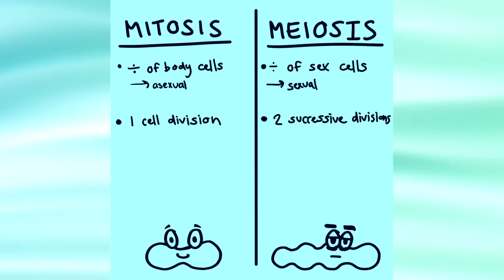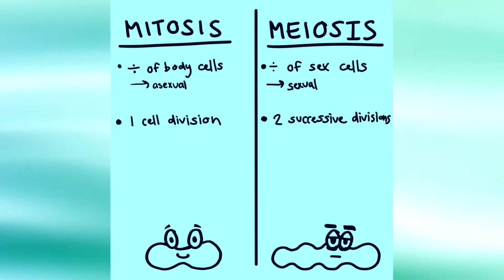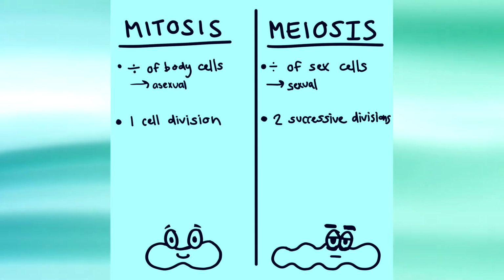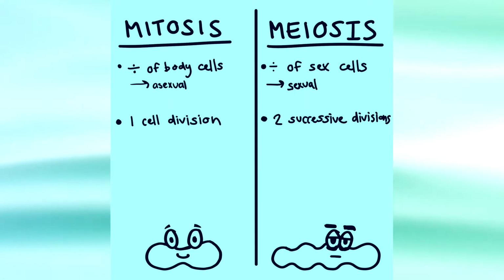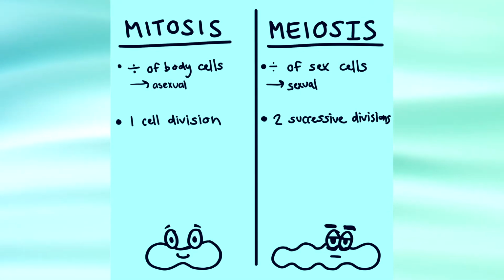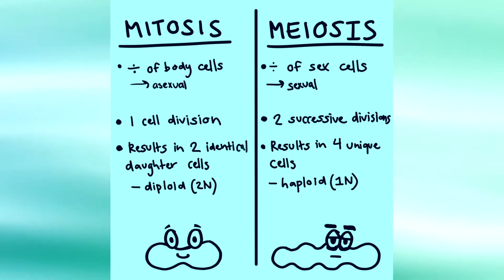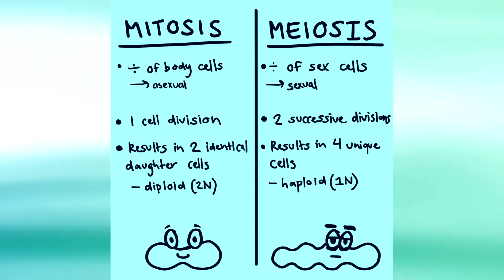There are two ways that human cells reproduce, asexually and sexually. Asexual reproduction is the production of offspring from one parent cell into two identical daughter cells. Sexual reproduction is the production of offspring from the fertilization of an egg by a sperm. Some key differences between mitosis and meiosis are that mitosis happens in body cells, is asexual reproduction, contains only one cell division, and results in two identical diploid daughter cells. In meiosis, however, sex cells are sexually reproduced through two successive divisions, resulting in 4 unique haploids.